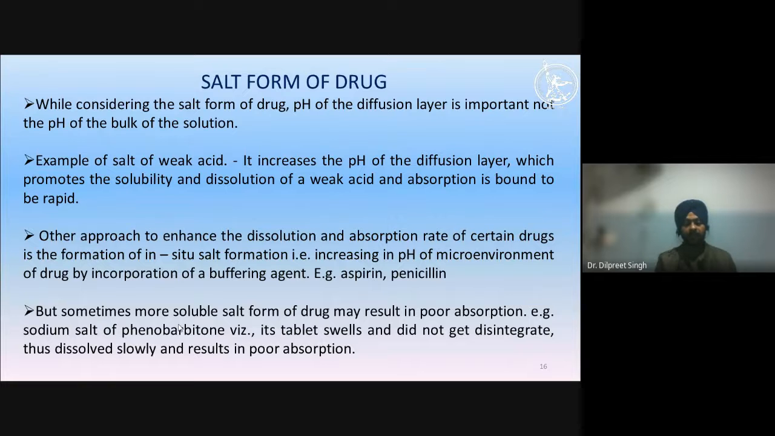But sometimes a more soluble salt form of a drug may result in poor absorption. When we talk about the sodium salt of phenobarbital, its tablet swells and doesn't get disintegrated. So it dissolves slowly and results in poor absorption.